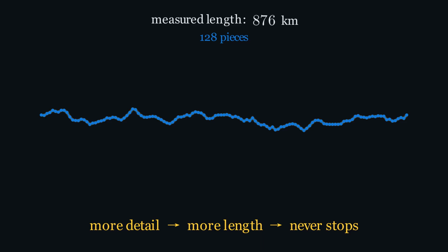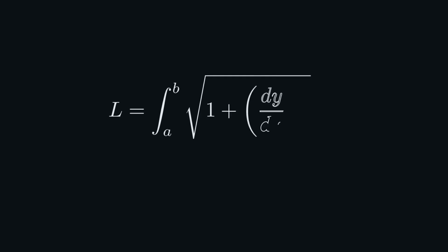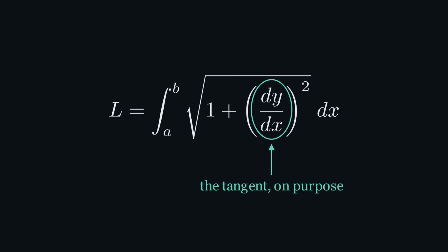It also bites people writing physics simulations and graphics code, where you approximate a smooth path with a jagged mesh and quietly get the perimeter wrong, even though the picture looks perfect. And it's why in real calculus, arc length has that scary formula with a square root and a derivative in it. That derivative is there on purpose. It's the tangent. The formula is specifically built to track the direction of the curve, because the staircase taught everyone the hard way that positions alone will lie to you.